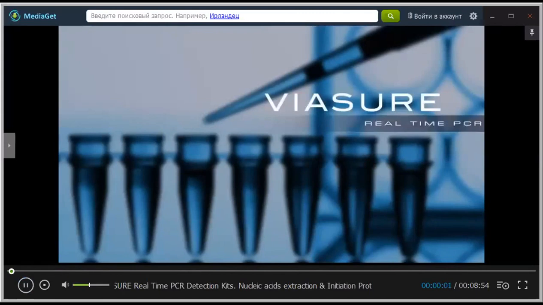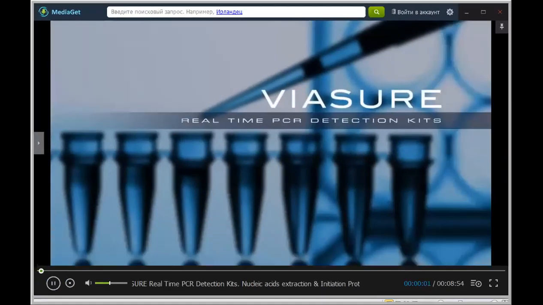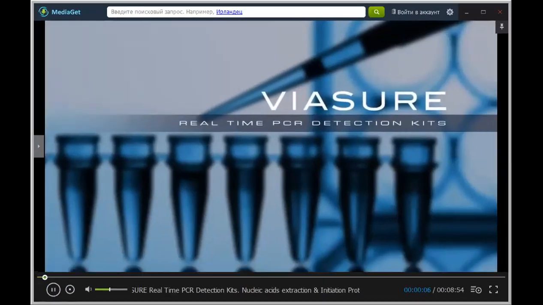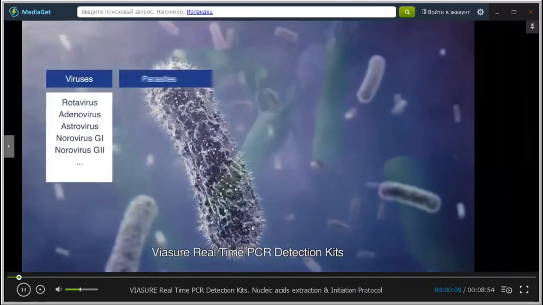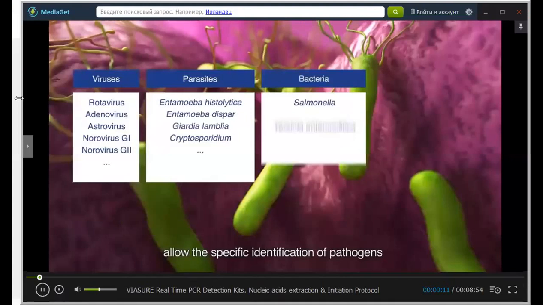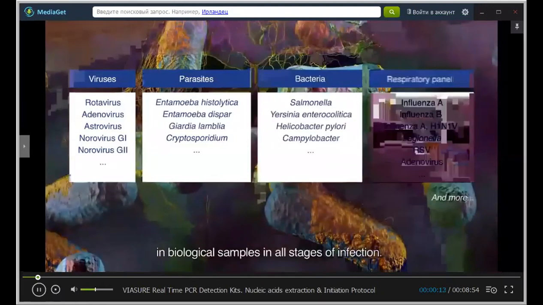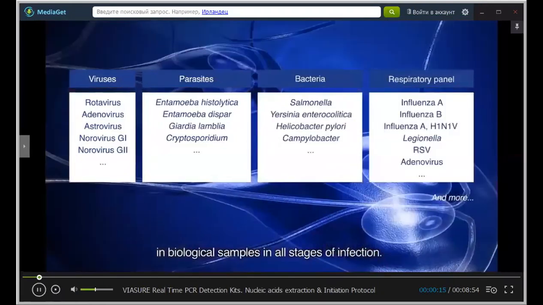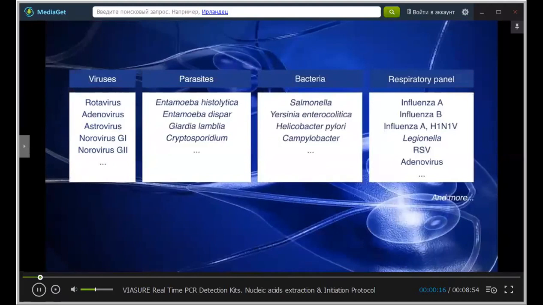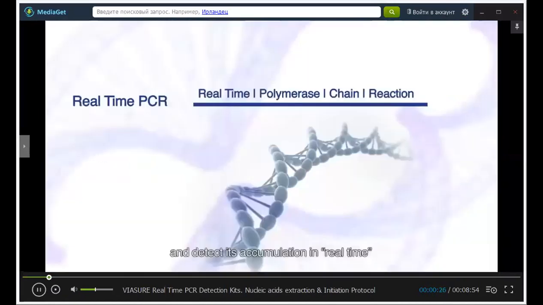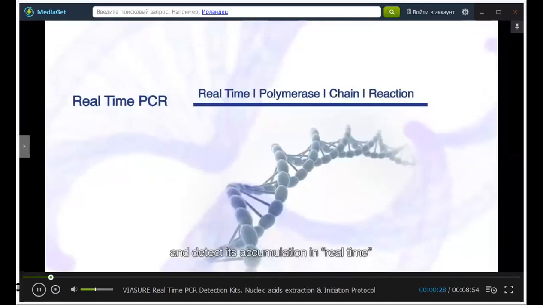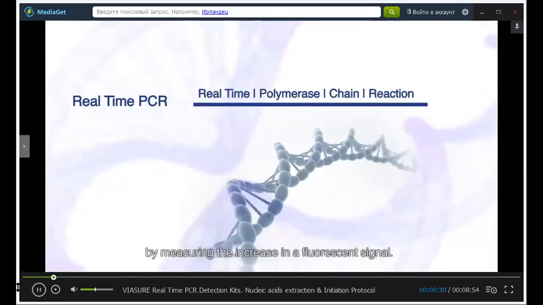Reassure real-time PCR detection kits allow the specific identification of pathogens in biological samples in all stages of infection. It is based on the real-time PCR technique, an in vitro technique used to amplify specific DNA fragments and detect their accumulation in real time by measuring the increase in the fluorescent signal.